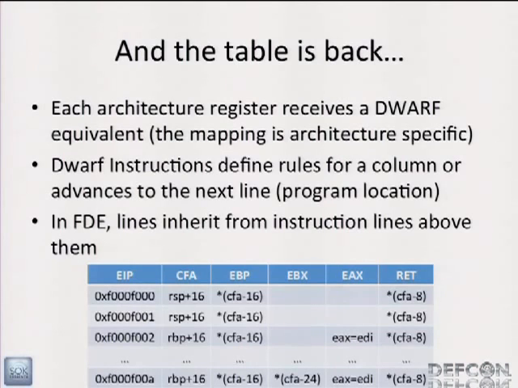So just to bring the table up one more time, each architecture register is mapped to a Dwarf register number. These mappings are architecture specific. They're pretty well documented for the most part. There's a mapping in the x86-64 ABI for x86-64. You can find mappings for SPARC, et cetera. So each Dwarf instruction either defines the rules for a particular column or advances to the next line of the table. And in general, table rules inherit from the lines above them as a compression mechanism.